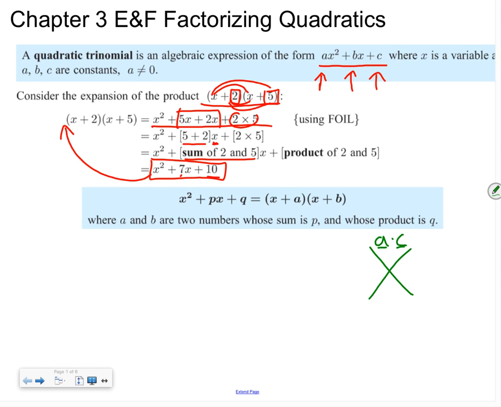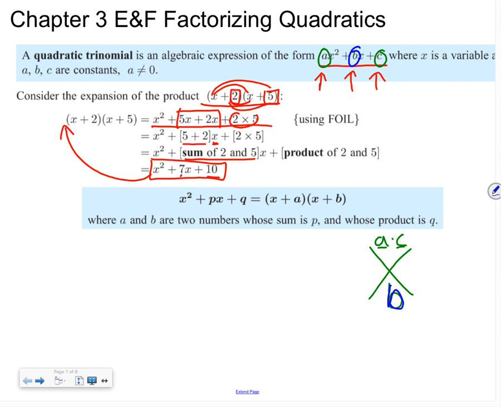The a and c are coming from a, which is the coefficient of your x squared term, and c is the constant. So multiply those together. Okay, and then down here you're going to put your b term, the coefficient on your x.